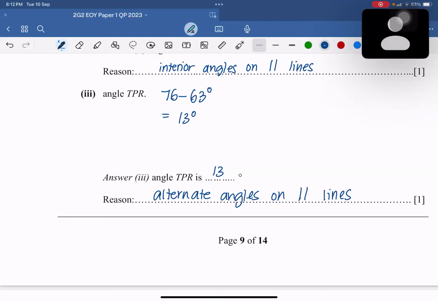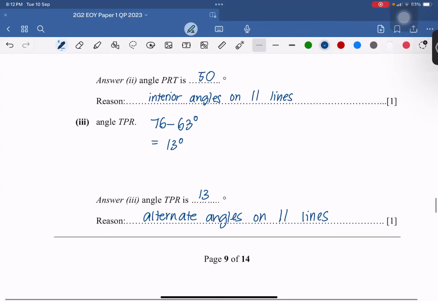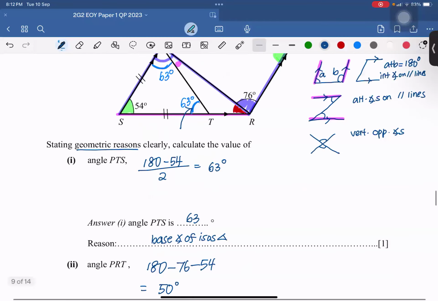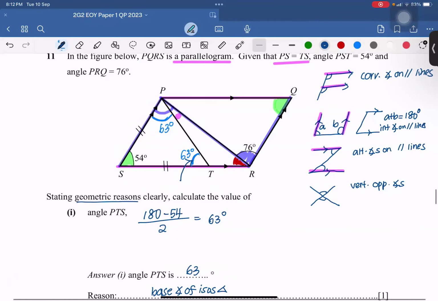Okay. All right. Okay, next question. Right, so we have done this part of the question already. Please remember the formulas or the different angle property names.